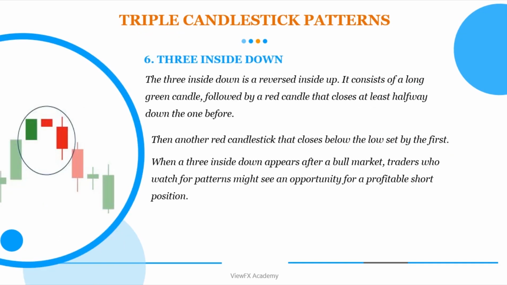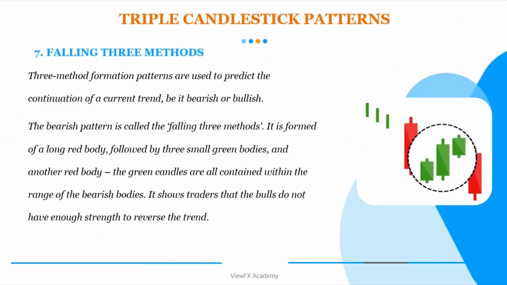3 inside down. The 3 inside down is a reversed inside up. It consists of a long green candle, followed by a red candle that closes at least halfway down the one before. Then another red candlestick that closes below the low set by the first. When a 3 inside down appears after a bull market, traders who watch for patterns might see an opportunity for a profitable short position.